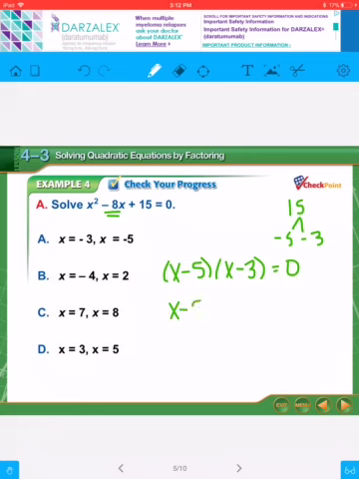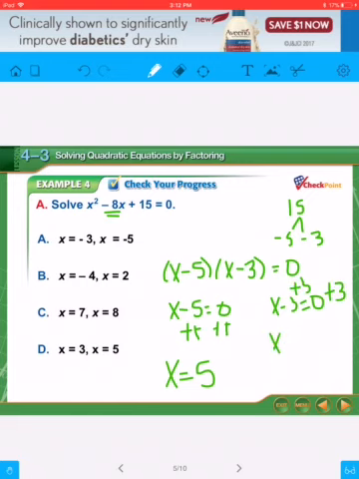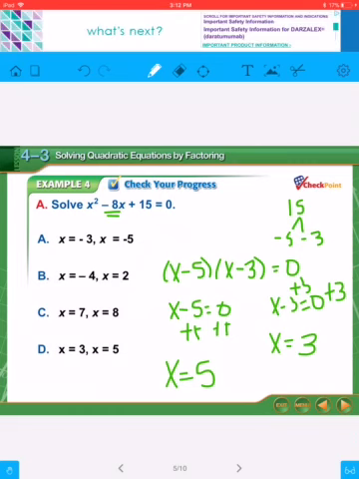So x minus 5 equals 0. So I'm going to add 5. So x equals 5. And then x minus 3 equals 0. So add 3. So x equals 3. So my two solutions are 5 and 3.